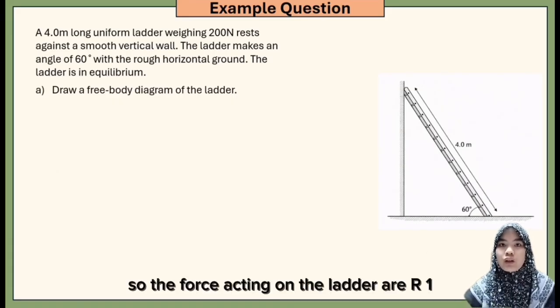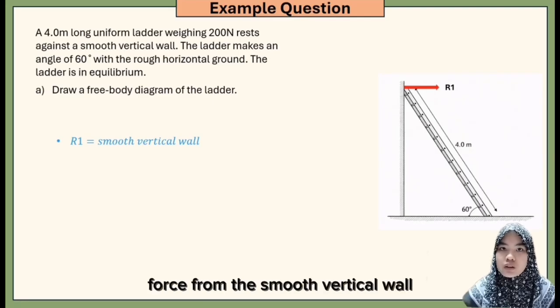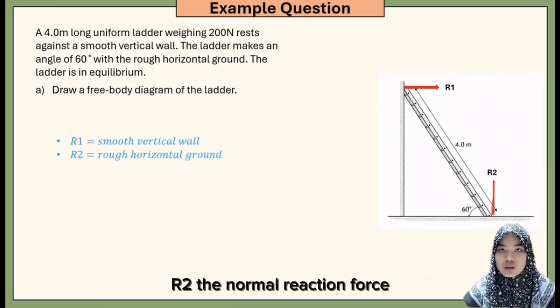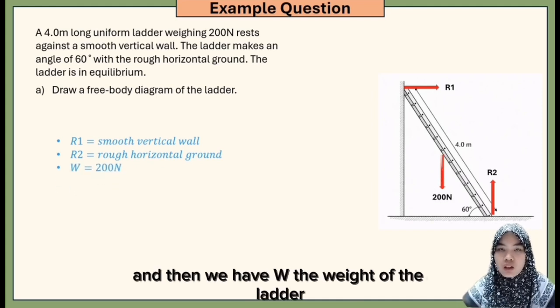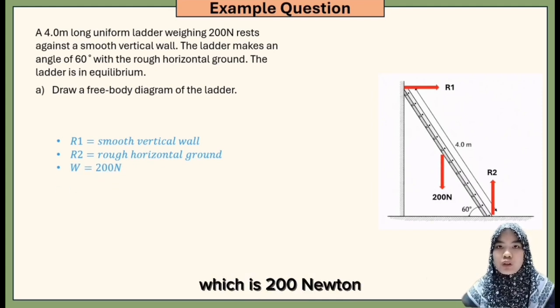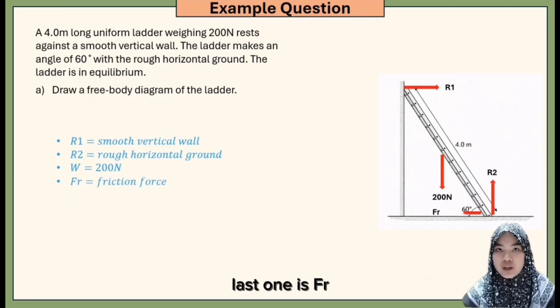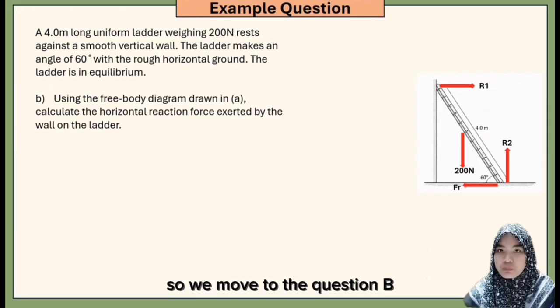So the forces acting on the ladder are R1, the horizontal direction force from the smooth vertical wall. R2, the normal direction force from the rough horizontal ground. And then we have W, the weight of the ladder, which is 200 Newton, acting vertically downward at the center of the ladder. Last one is Fr, the frictional force acting at the base of the ladder. So we move to question B.